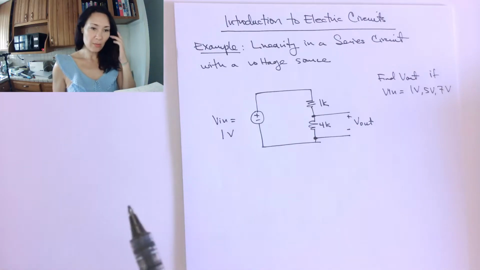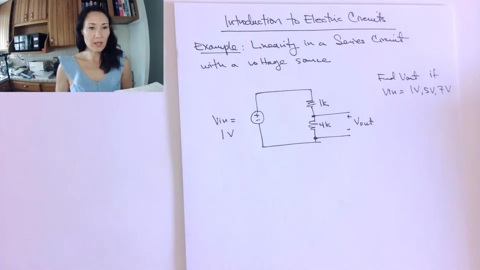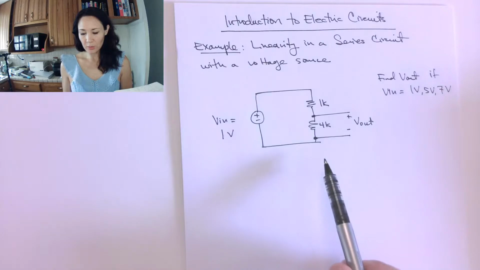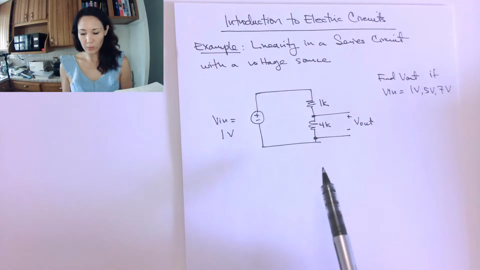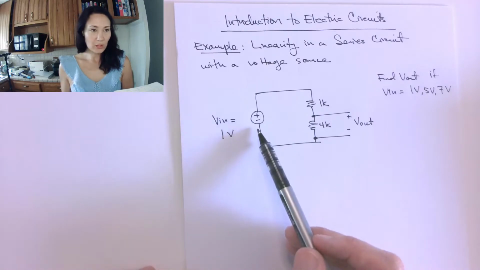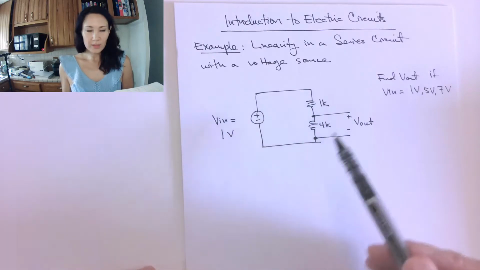Let's see an example of how we use linearity in a really basic series circuit with a voltage source. This circuit looks really similar to the one that we used to introduce the concept of linearity. We just have a DC voltage source and two resistors in series.